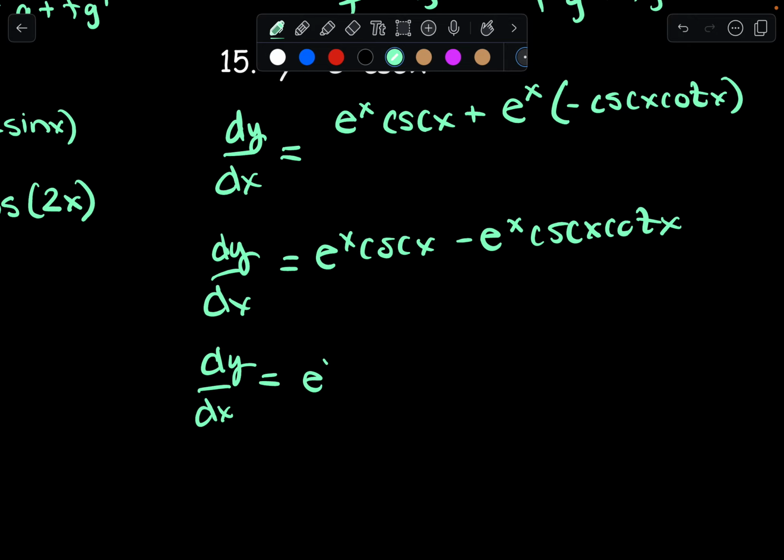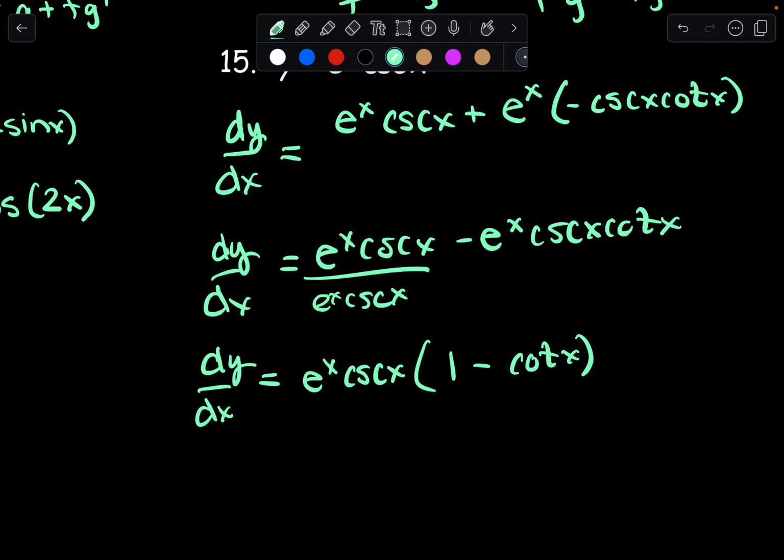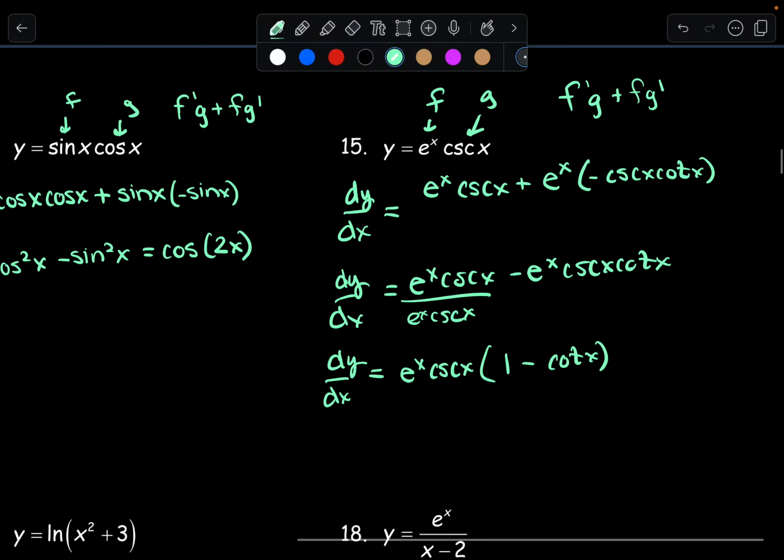So we'll have e to the x cosecant x. And then what's left in that first term, if you divide it by e to the x cosecant x, I keep writing cosine, that's going to be 1, and then we're left with cotangent x. Okay. So again, for free response, you do not have to simplify like this. However, for some multiple choice, you could see them in their factored form.